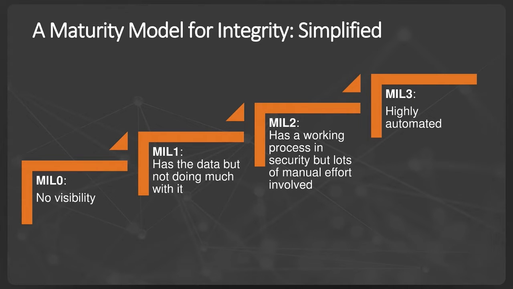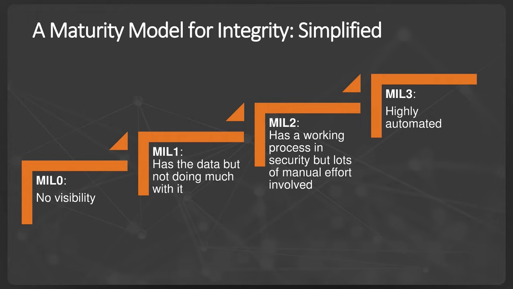We have a ladder here that's based around MIL, which is maturity indicator levels. That's going to give you an idea on a really simple scale from 0 to 3 of how mature your current program around integrity is. And you can probably do this assessment in your head as you go if you're really familiar with how your program looks.